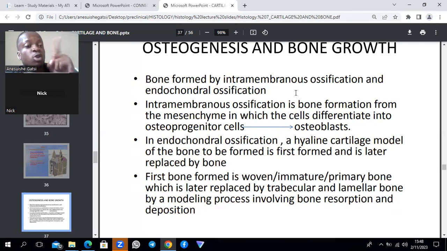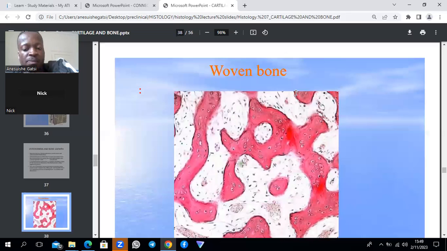But histologically, that's the histologic classification of bone. There's immature, which you can call woven or primary bone. Then there's mature, which we can call lamellar bone. Right? Okay. So this is immature bone.